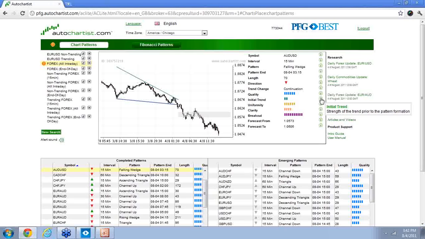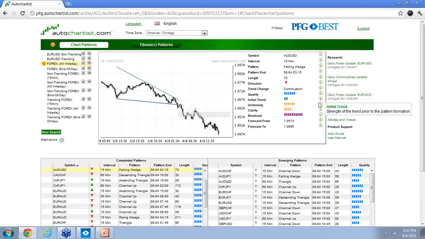The strength of the trend prior to the pattern formation. All right, so again, this is what the trend is. It's 2 bars, so it's kind of a weak trend going into the start of the pattern, and then you can see that pattern developed over time.